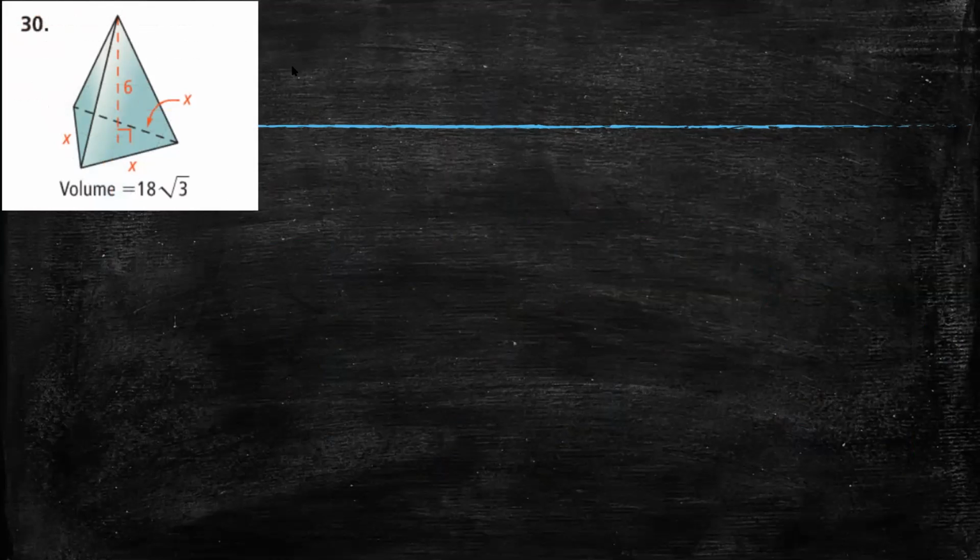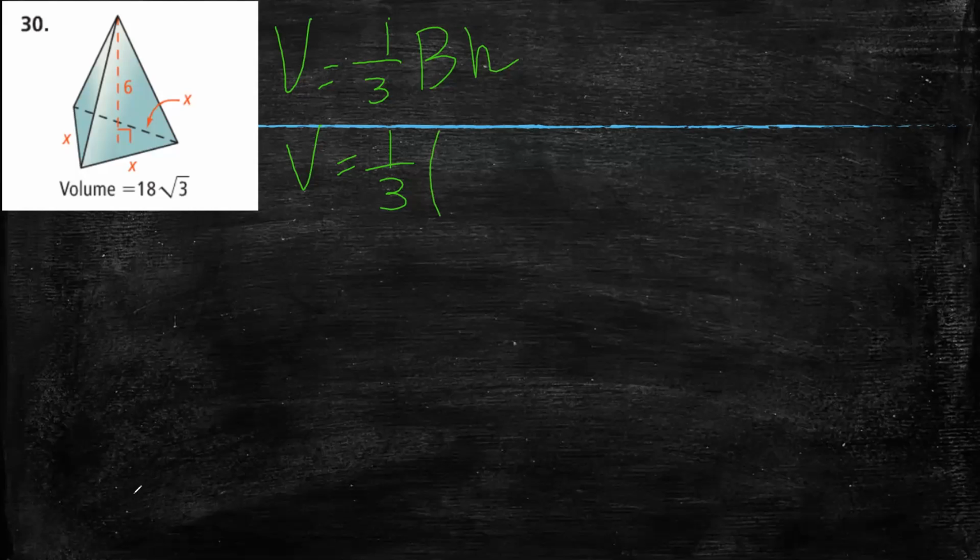So the volume of the pyramid is one third B times h. What is the area of the base? It's half base times height. Is the height 6? No, it's not 6. We need to use the Pythagorean Theorem here. So half the base times the height.